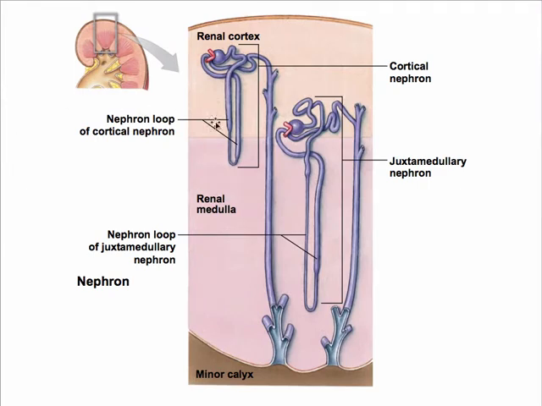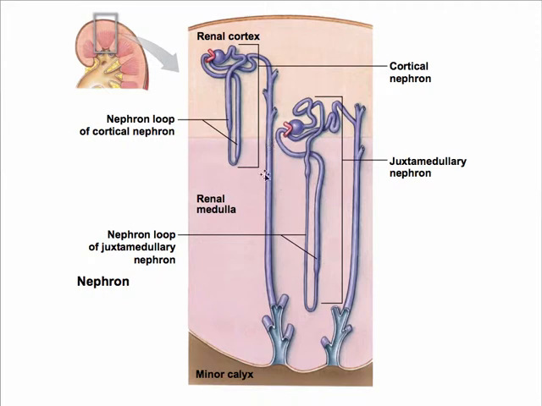So if we take a look, the cortical nephrons sit way up in the cortex. Only part of their nephron loop is even in the renal medulla. However, these juxtamedullary nephrons, they sit right next to the medulla, and their loop of the nephron is going to be coming way down into the renal medulla. And what's significant about this is the renal medulla has a salt gradient in it, and that salt gradient is going to work via osmosis, and it's going to help us to concentrate urine.